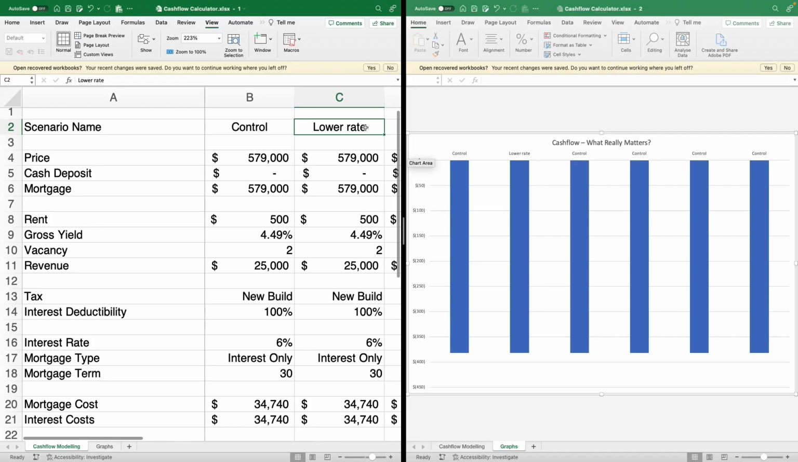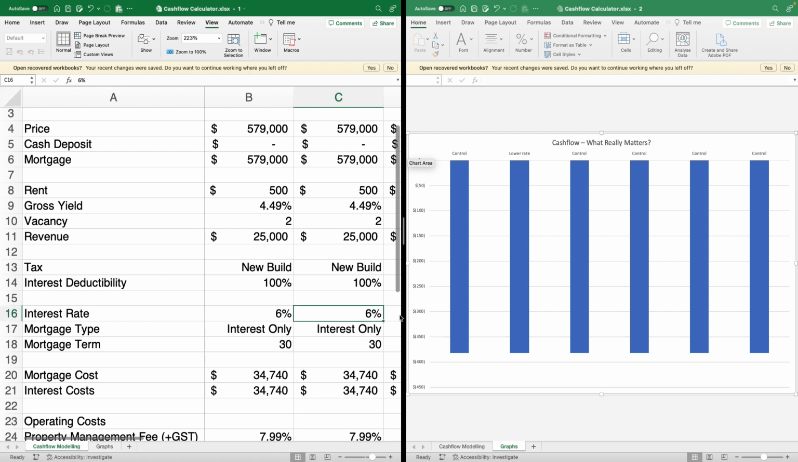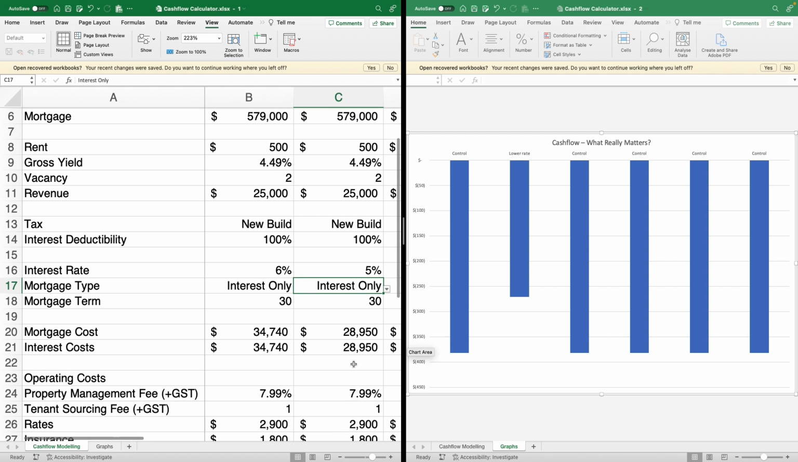So why don't you change the interest rate, Andrew, by say 1%, and let's take a look at how that impacts the cash flow. Okay, so now I'm changing this to a lower interest rate. And what did you say? A percent off. So we'll work on a 5% interest rate. Now your mortgage costs then drop to $29,000 a year. So a big change there.